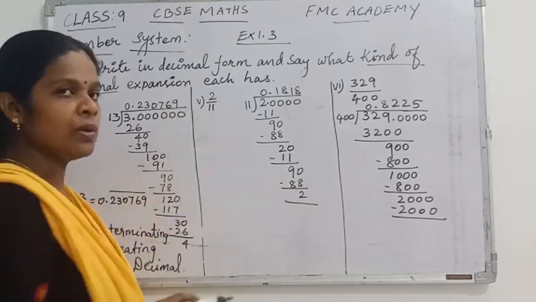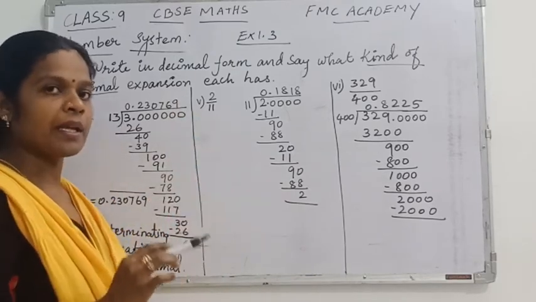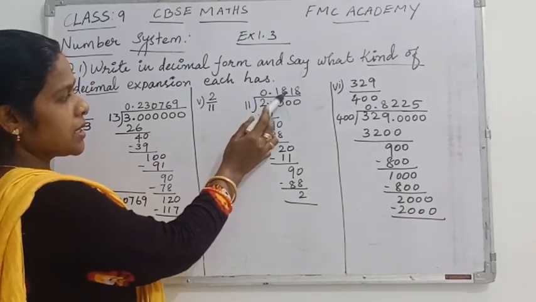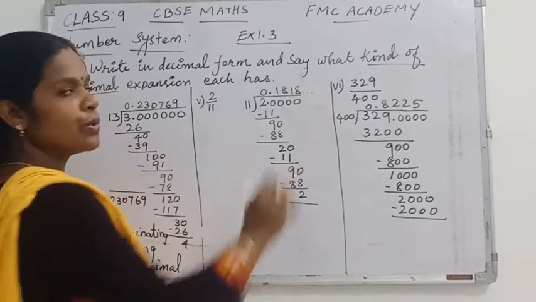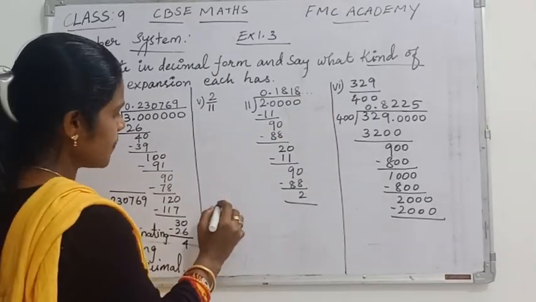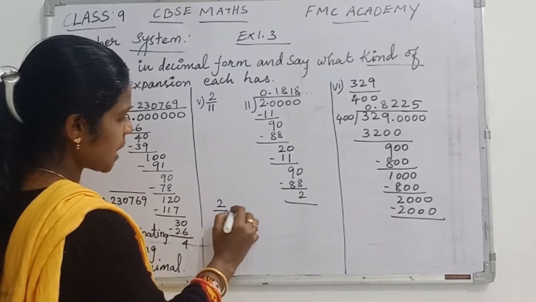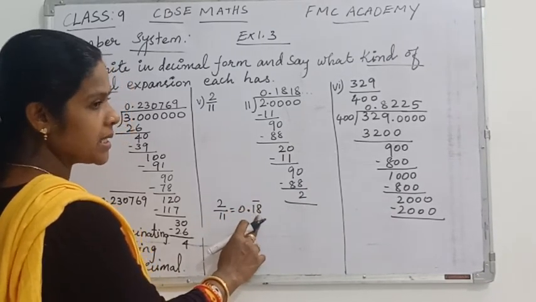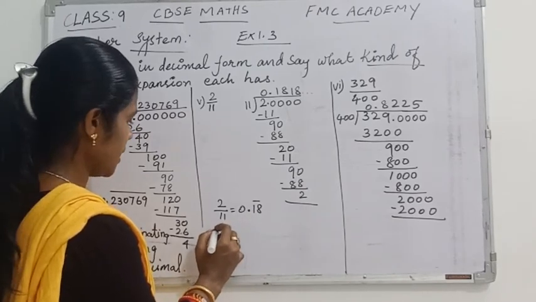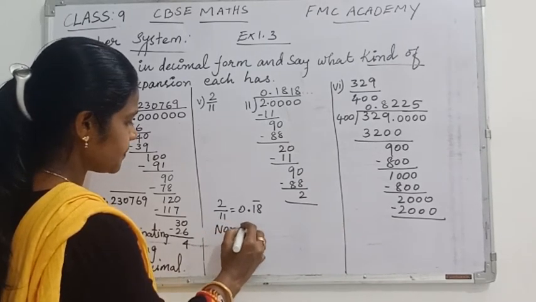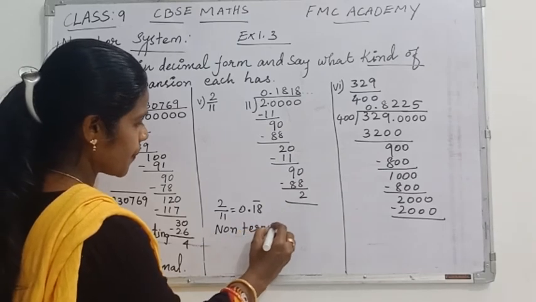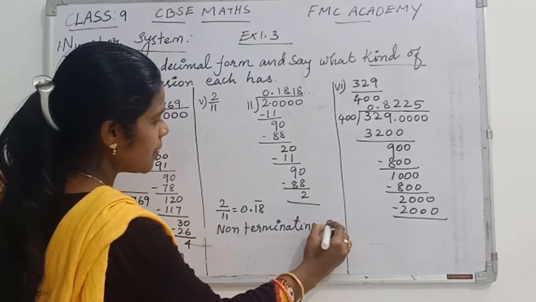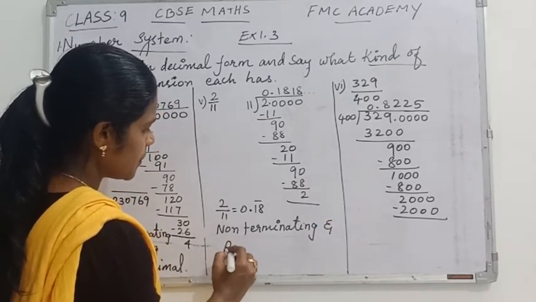So the process is going on without ending. That's why this is also non-terminating as well as recurring decimal. How? Because you can see this 18 is going to continue. So what you can write: 2 by 11 is equal to 0.18 bar, meaning 18 is repeating here. So the answer here will be non-terminating and repeating.